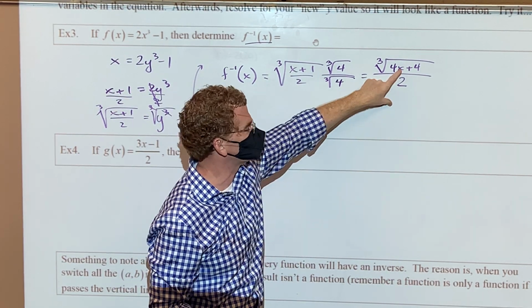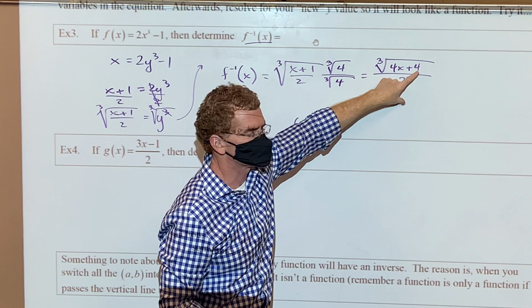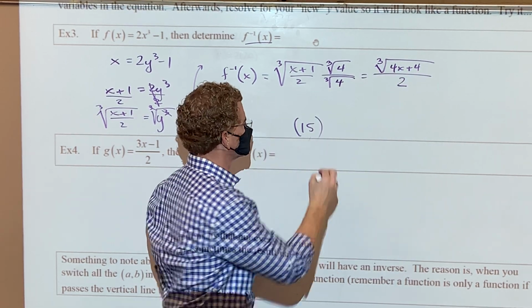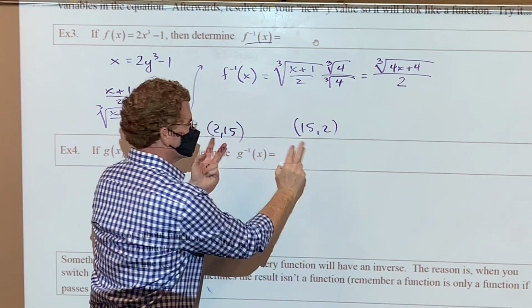Let's check it out. Plug a 15 in there. 4 times 15 is 60. 60 plus 4 is 64. What's the cube root of 64? 4, and 4 over 2 is 2. You can see that switch.